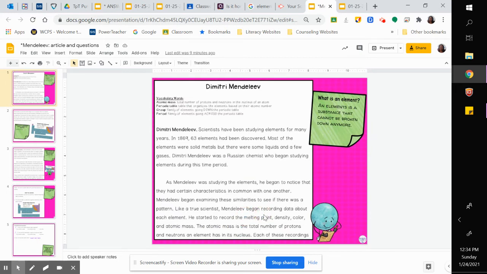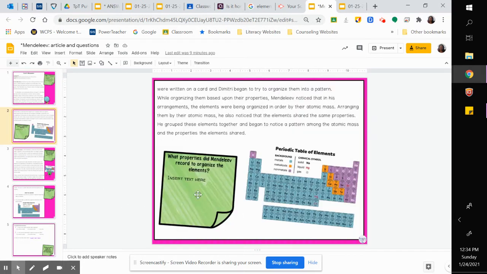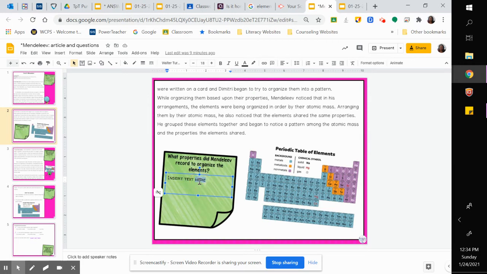What did he record? So he recorded, look here, he started to record the melting point, density, color, and atomic mass. Those are the 4 answers we're looking for our point here, right? So we're looking for 4 answers on this one, okay?